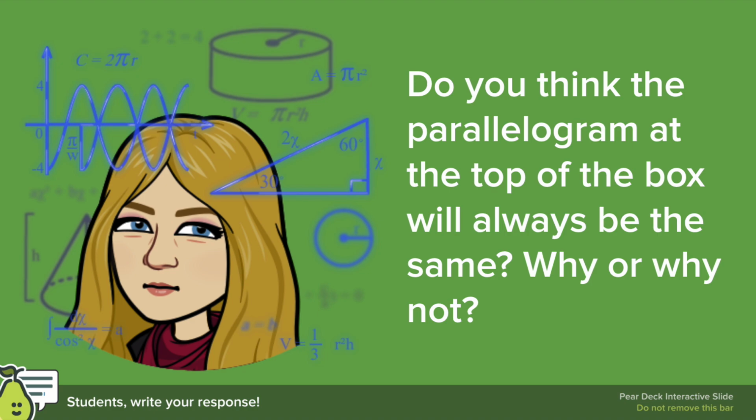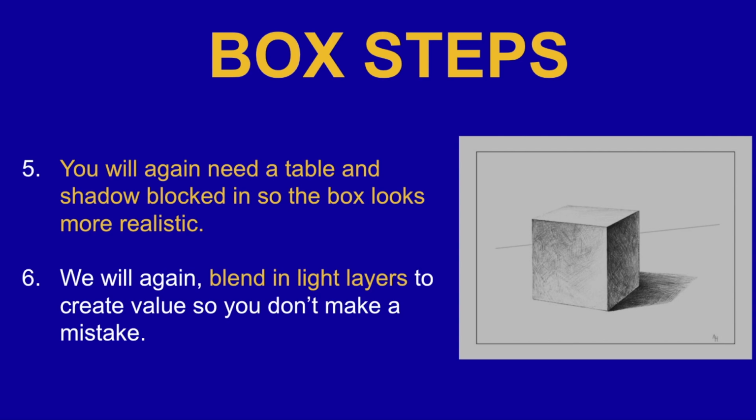The one thing that's really important is to actually get a parallelogram. You do not want to have only 2 sides to the box because you've slouched down so far in your seat. The problem with doing that is it often will not look like a box on a table, depending on how realistically you added the value for your drawing. Once again, you are going to need to draw a table line and a shadow so that your box looks more realistic, and then you're going to blend in light layers like we had talked about before.